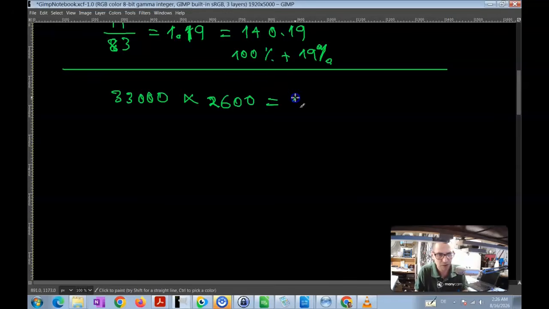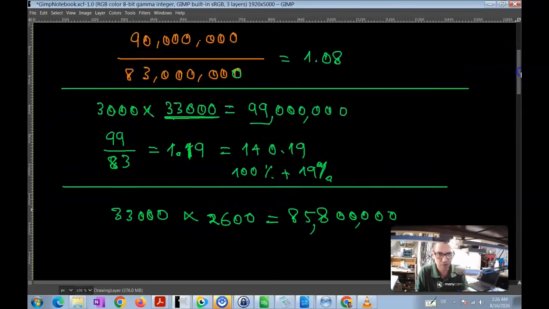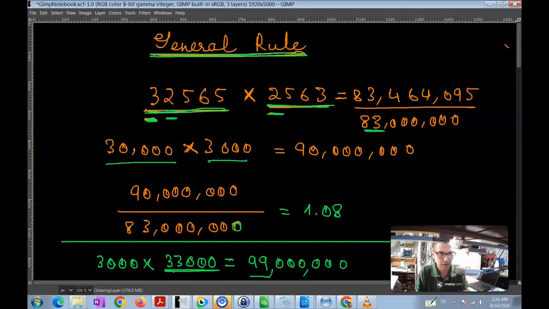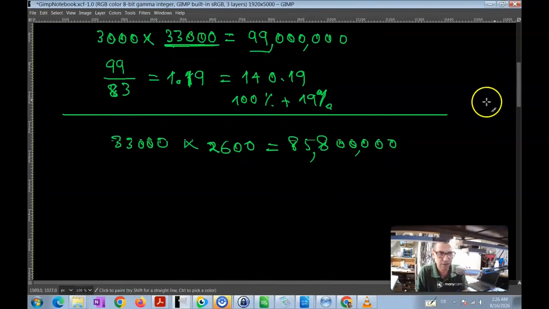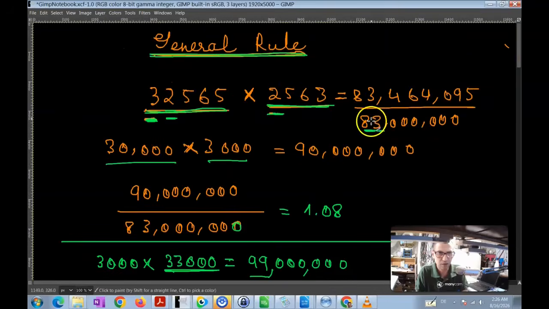That's essentially an 858, and then I have 3 zeros and 2 zeros, so I have 5 zeros over here. That's 85,800,000, and 83, for example, you see over here. So it's very close now. 86 million and 83 million, only 3 million difference.